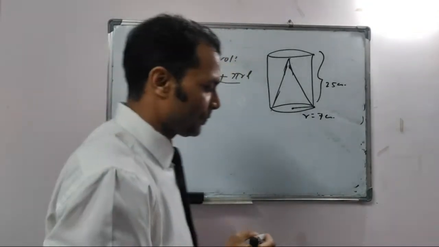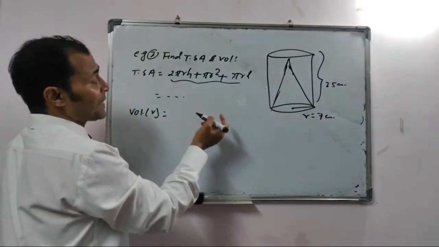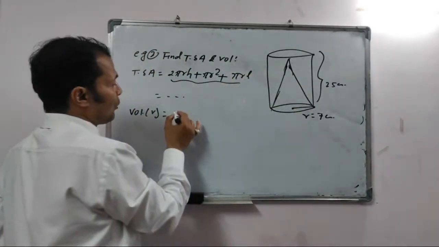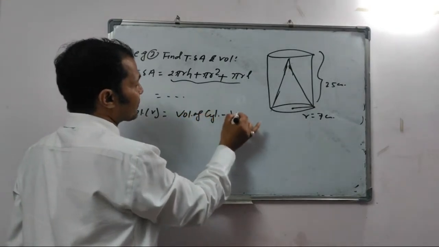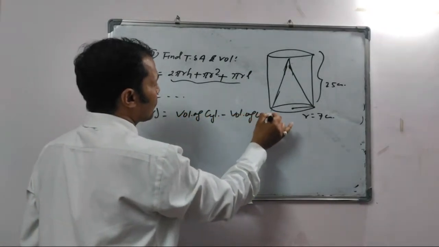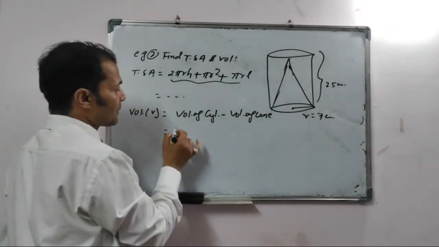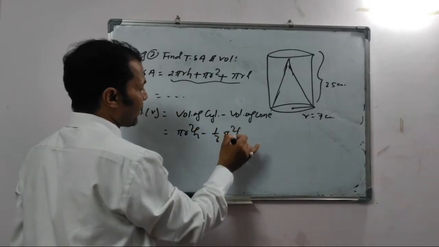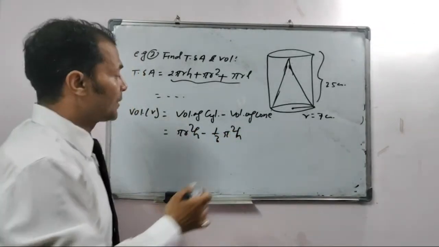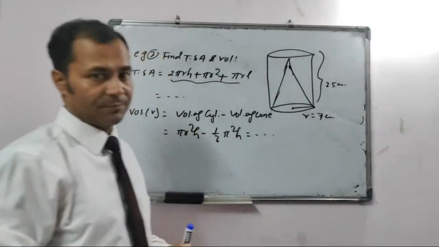How much will the volume be? Volume means, it's very simple. Find the volume of cylinder minus volume of cone. Volume of cylinder means pi r square h minus 1 by 3 pi r square h. It's same. So whatever you get, that's the answer.